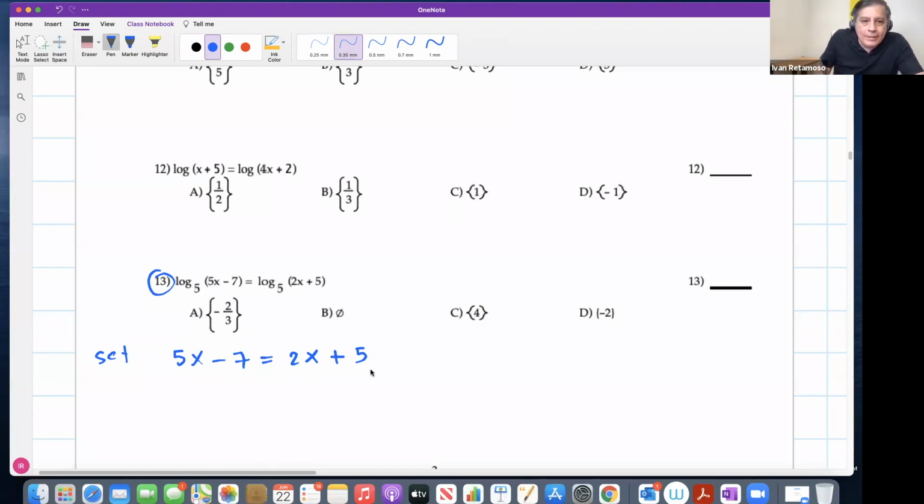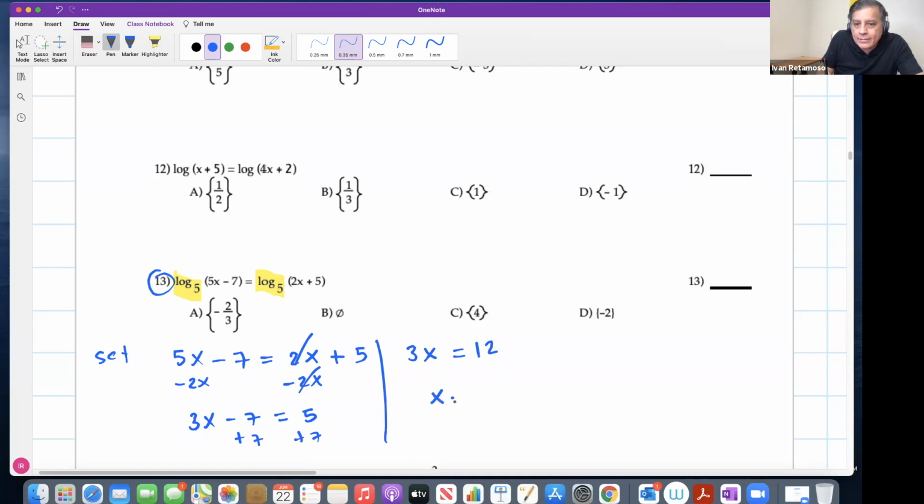All right. If you drop the logarithmic part, this is the same as this. The bases are the same. So you drop it, you set equal the arguments, and you end up with a linear equation that you can easily solve by subtracting 2x on both sides, and then adding 7 to both sides. There are different ways to solve these equations. Just follow any method you're comfortable with. You will end up here, and x will be 12 over 3, x equals 4.